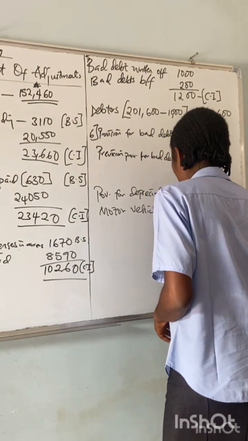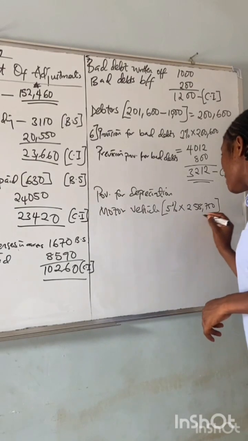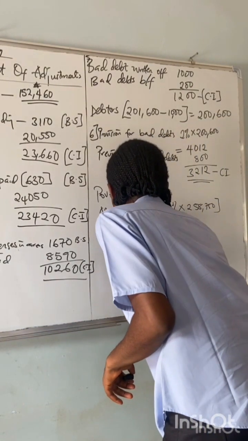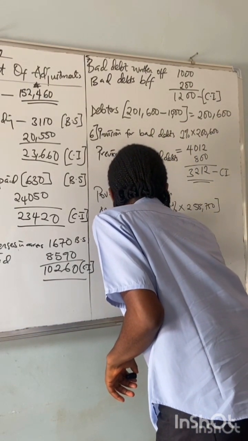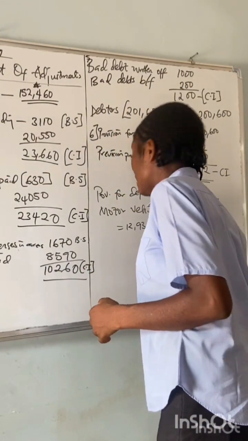This is our current depreciation for the year, right? Our annual depreciation. So when we do 5% of that, we're going to be having 12,937.5. Okay, so to the nearest whole number we'll be having 38.